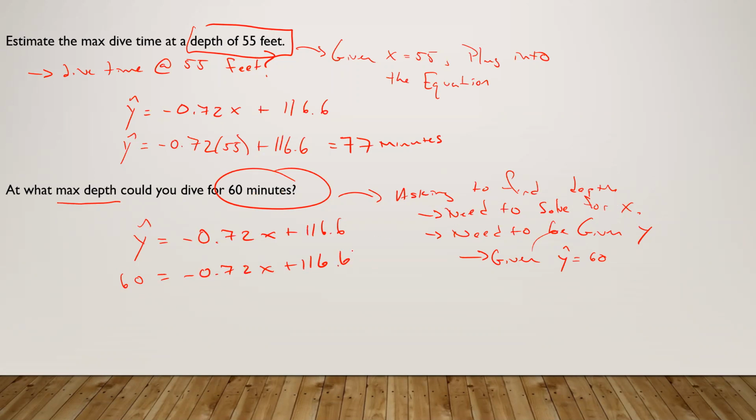So what am I going to do to solve for x here? What's the first thing I'm going to do? I'm just going to subtract this over. It's a simple linear equation. So these cancel out, and I think you get minus 56.6. Did I do that correctly in my head?